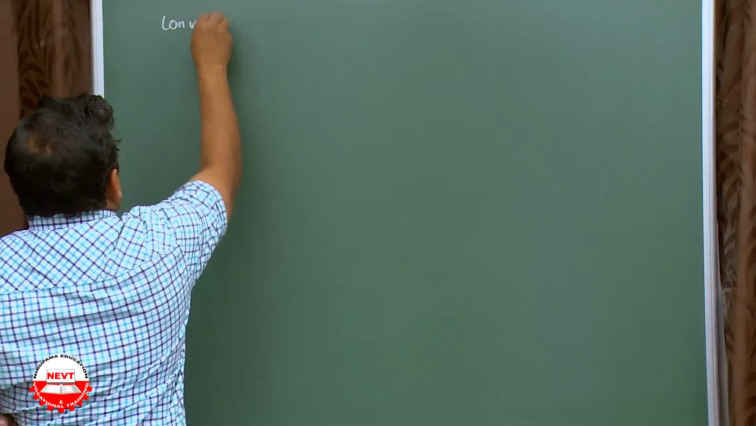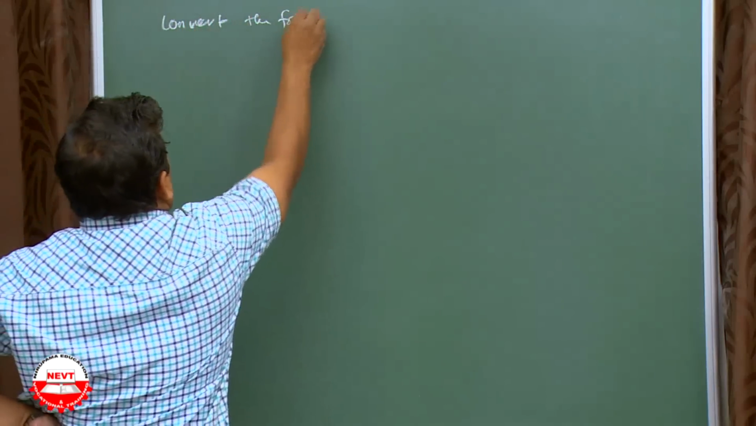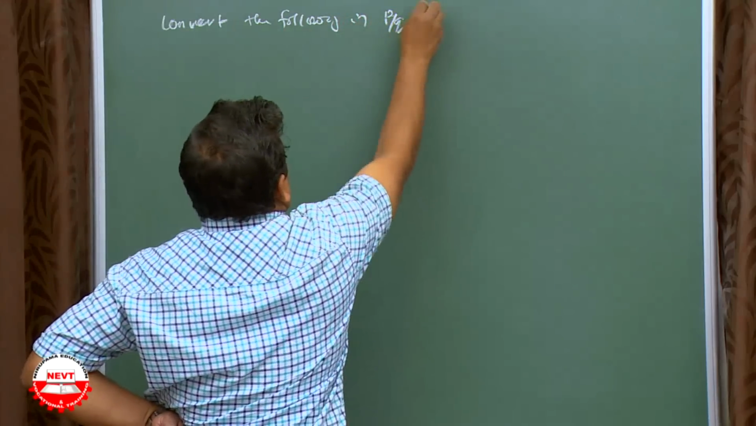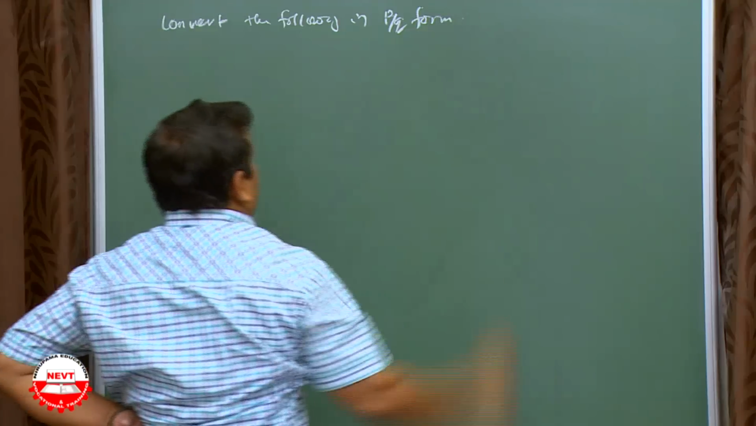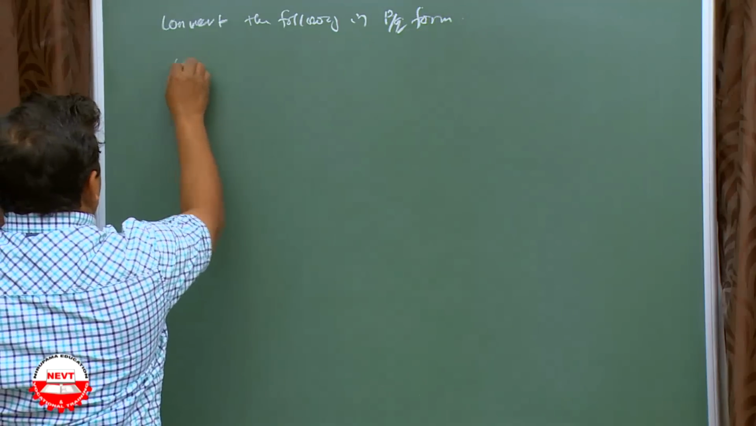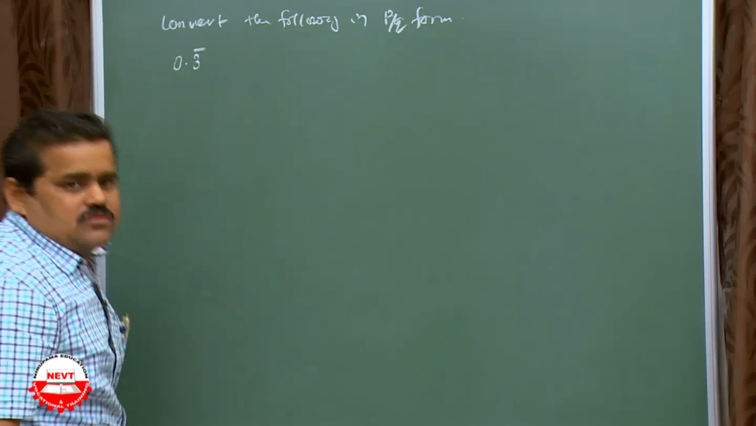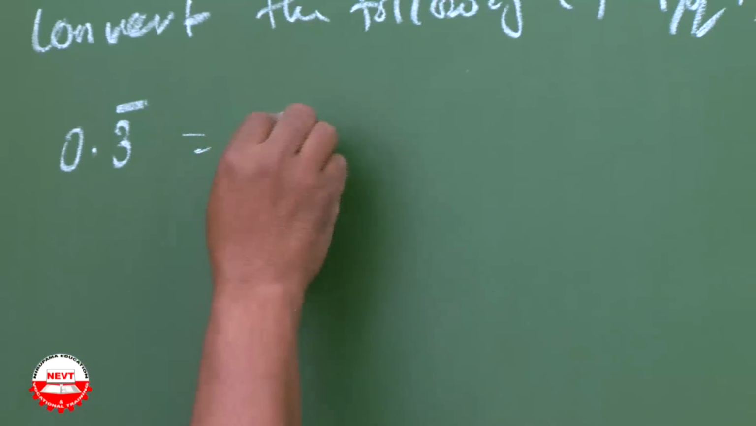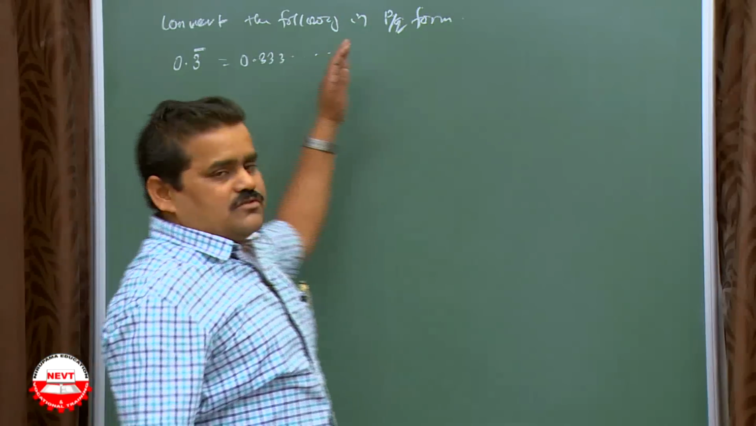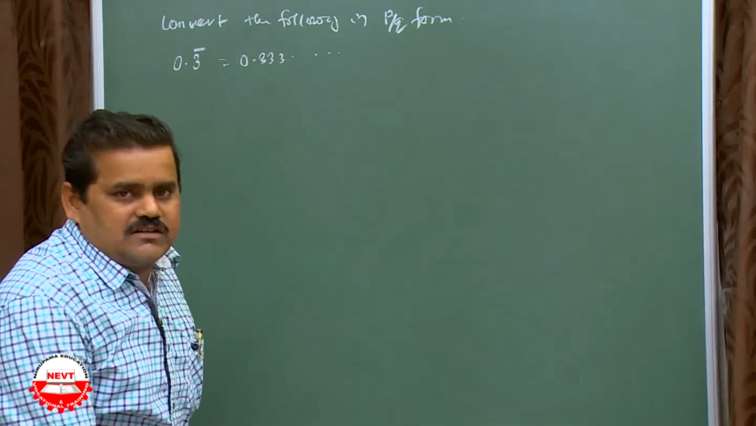Convert the following in p by q form. Is it okay? So let us start. Let's say 0.3 bar, or the question will come like this, 0.3333 and so on. Your aim is to convert this in the form of p by q. So let us start how to solve this.